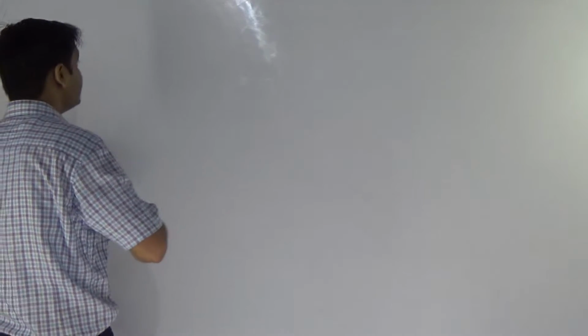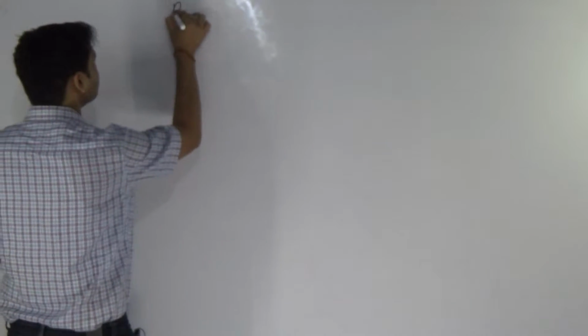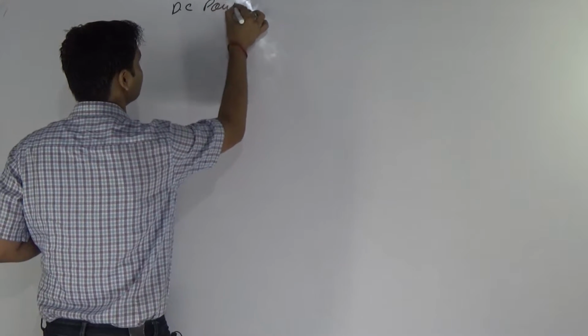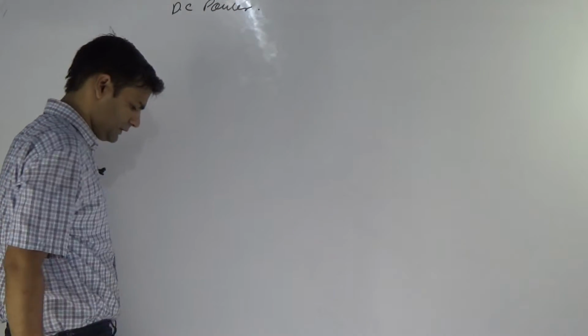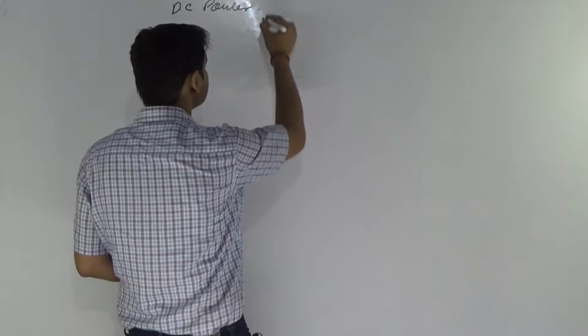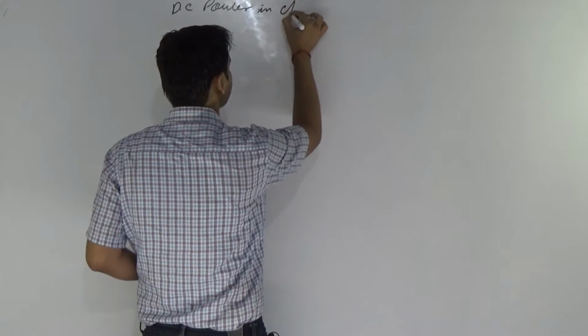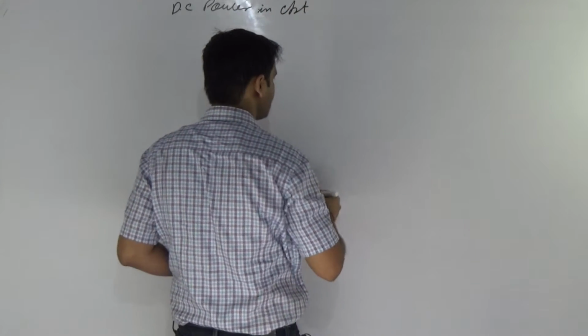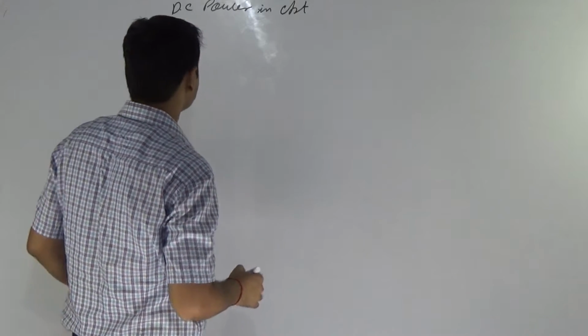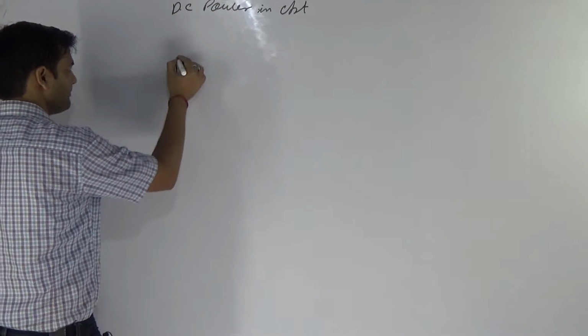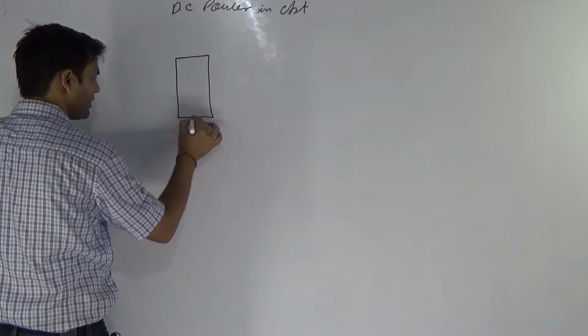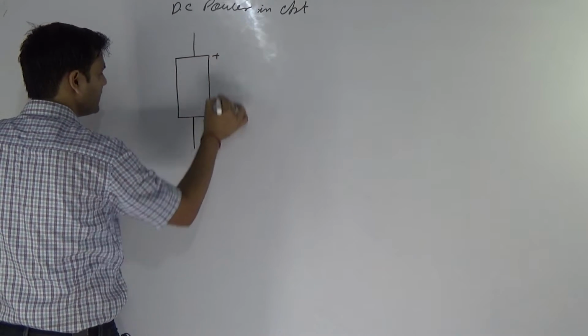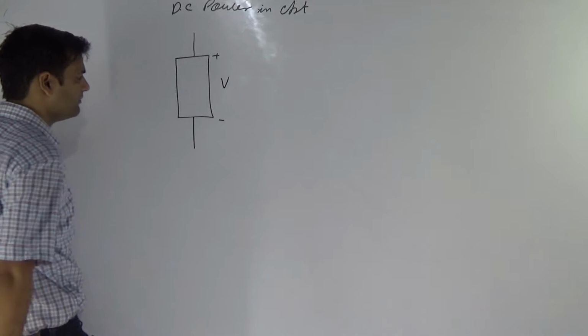Now let us consider DC power in a circuit. First one, the standard convention according to IEEE. This is plus, this is minus, voltage across it is V.